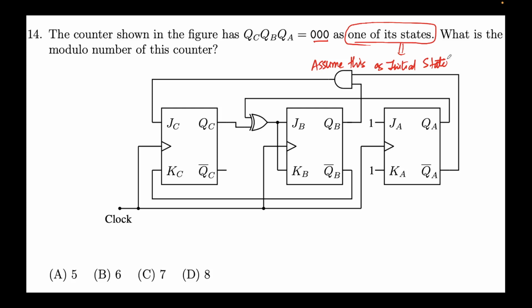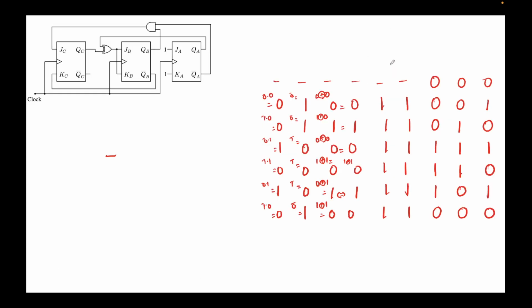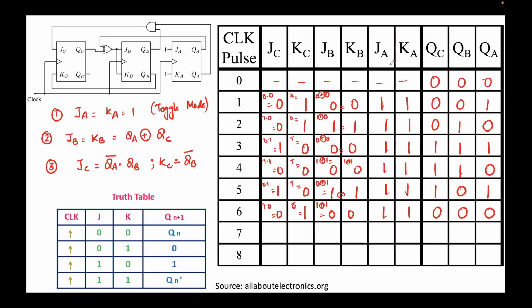This is an assumption here. I told you, since this is one of the states, it will repeat, we'll get back to it at some point of time, right? Because even if we assume the starting state to be 0 0 1, you see the 7th cycle will again be 0 0 1. So the modulo will again come out to be 6.